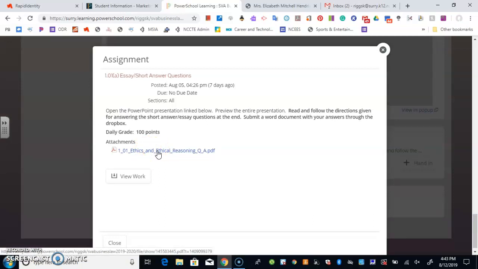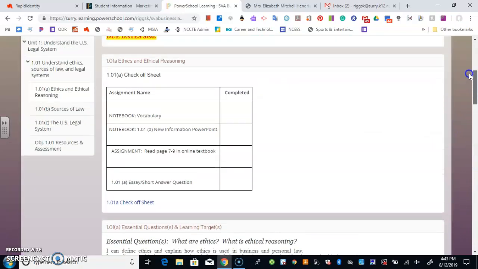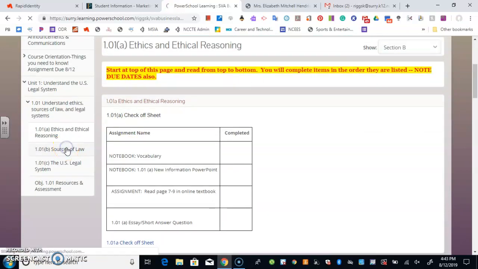You can do this through Google Doc or Word, however you want to do it. You open this up, it tells you how to do it. And then you go to 101B. So that's 101A. 101B is our sources of law.